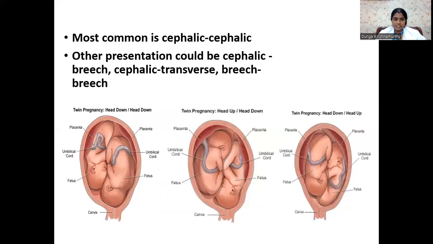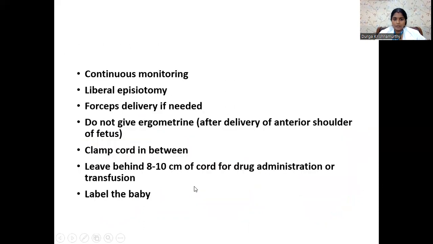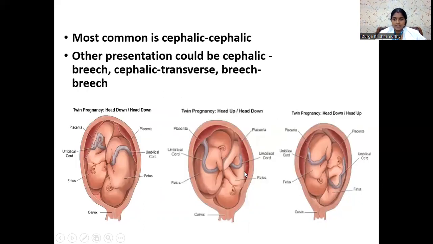The most common presentation, where both heads are down, is cephalic-cephalic. The other presentation is one cephalic and the other baby breech. The next presentation is where the first one is breech and the second one is cephalic.